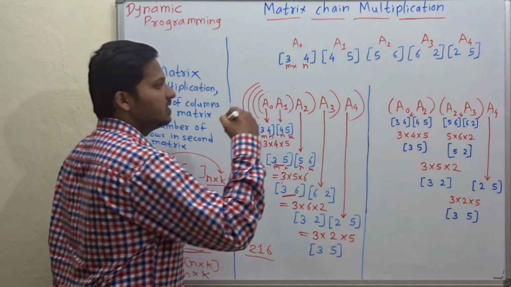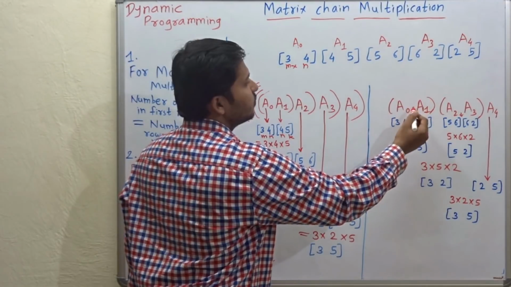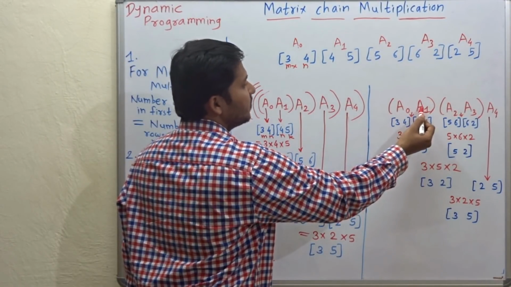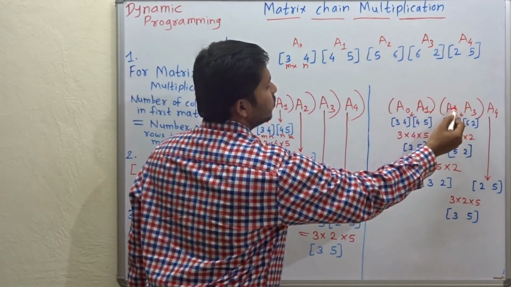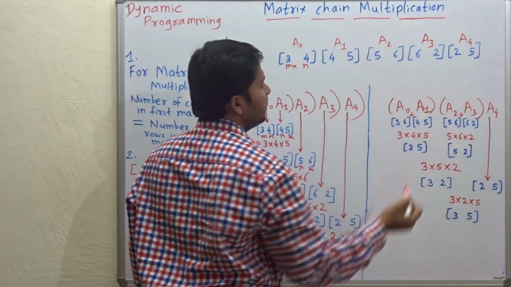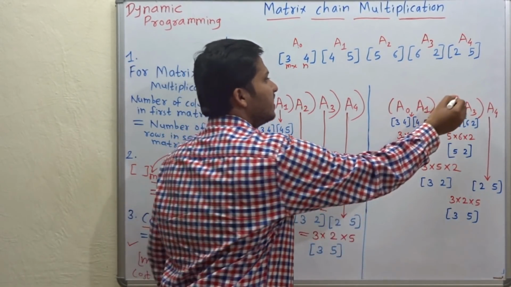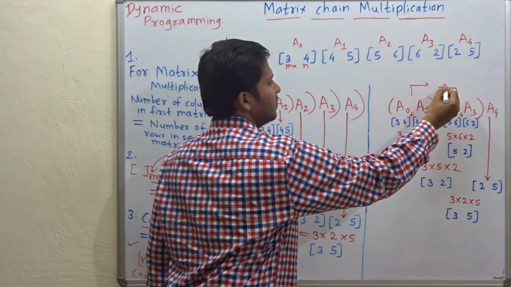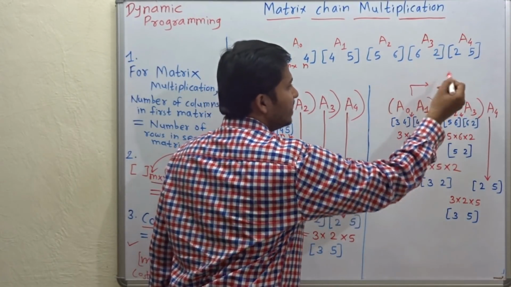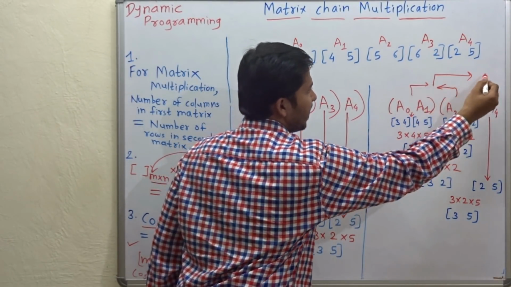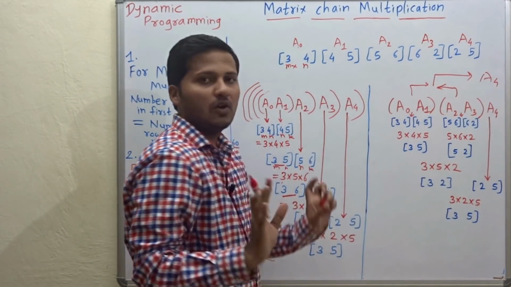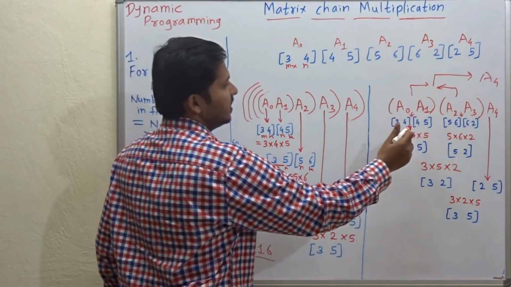Okay. Now let's see the another way. So suppose you multiply A0 and A1 first. Parallelly you multiply A2 and A3. Then you multiply their results with each other. And then to this result you multiply A4. Okay. So let's see how it is done.